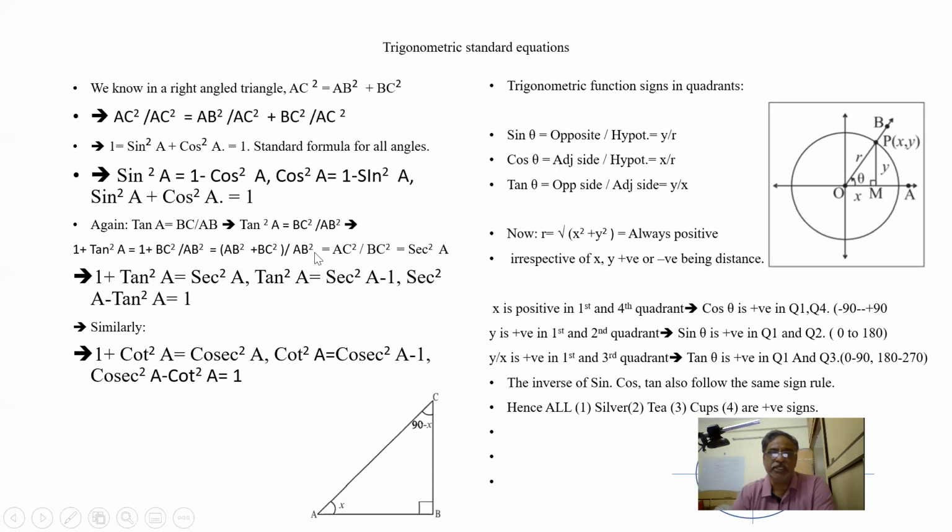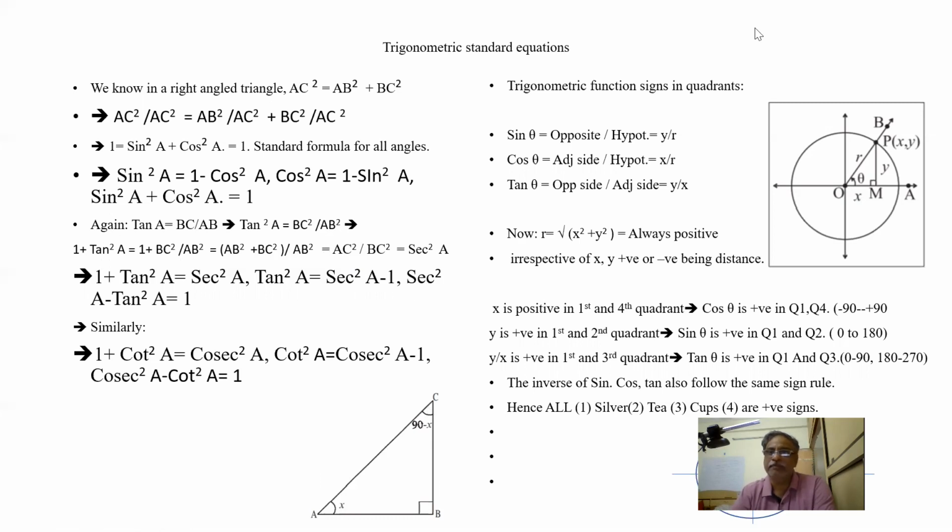AB square plus BC square is AC square, being a Pythagoras right angle triangle. So this is nothing but secant square here. AC square by BC square is secant square. So 1 plus tan square A is secant square. How did I get this? Fundamental definition.